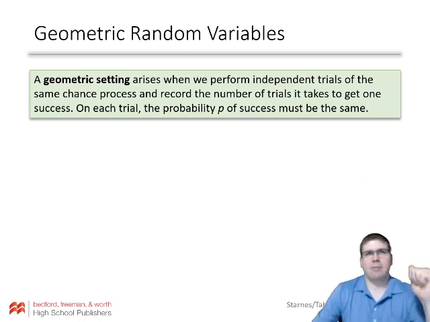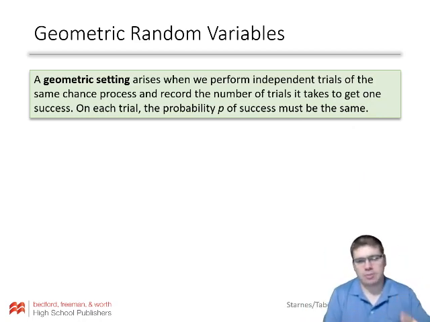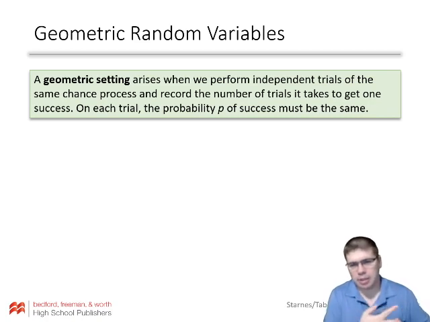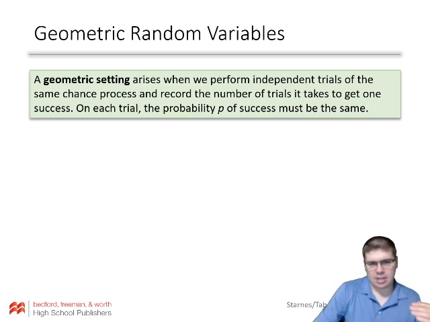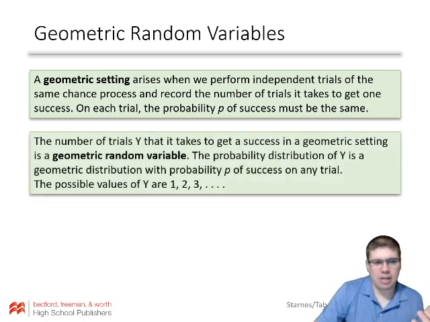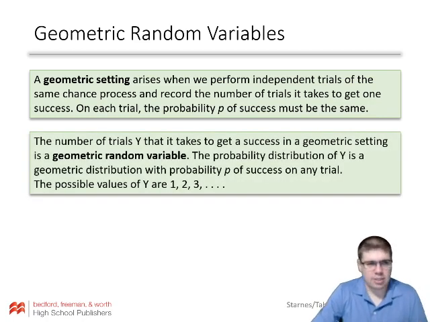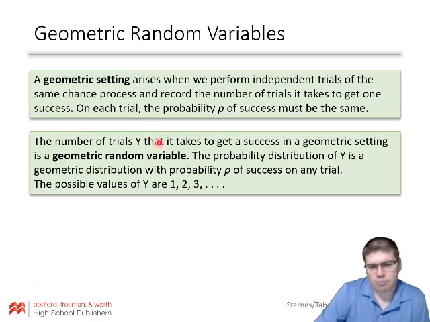It's still got to be binary, two outcomes. It's got to be independent, with constant probability. But no longer are we interested in a fixed number of trials and how many successes. We're interested in how many trials it takes to get one success. They're calling it y here. The number of trials that it takes in a geometric setting is a geometric random variable. The probability distribution of y is a geometric distribution with a probability of p of success on any trial.